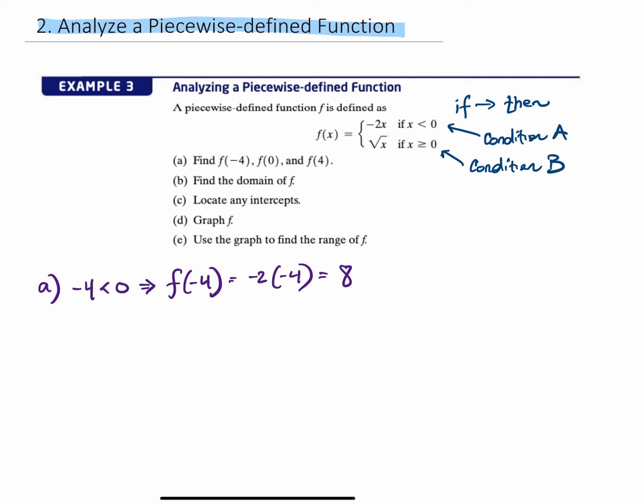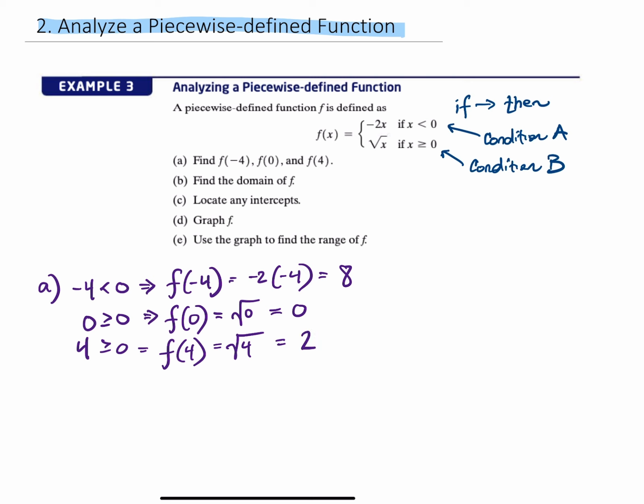Next is f of 0. Well, 0 is greater than or equal to 0, because we get the "or equal to" part here. So that means for f of 0, we would use the square root function, since it meets that condition. So we'll take the square root of 0, which is equal to 0. And then f of 4, positive 4 is also greater than or equal to 0. So that means f of 4 will use the square root. This will be equal to positive 2.